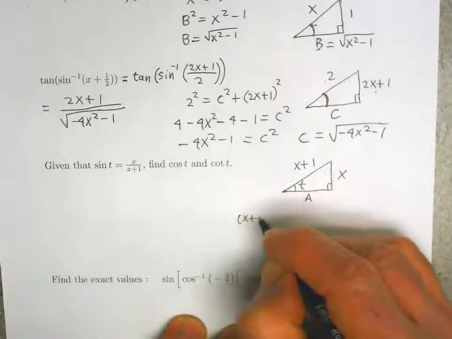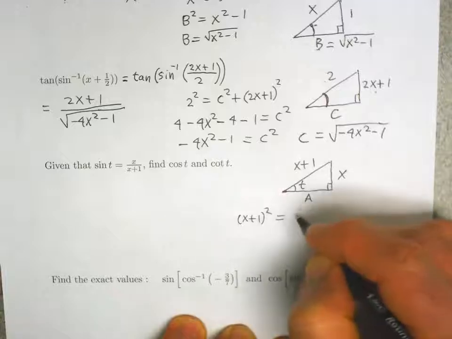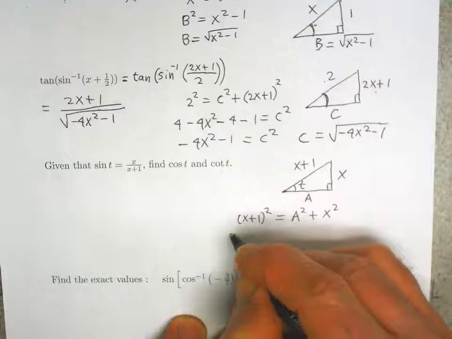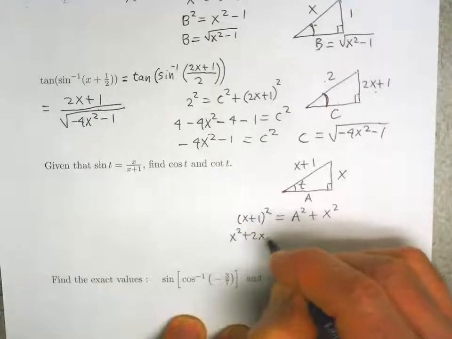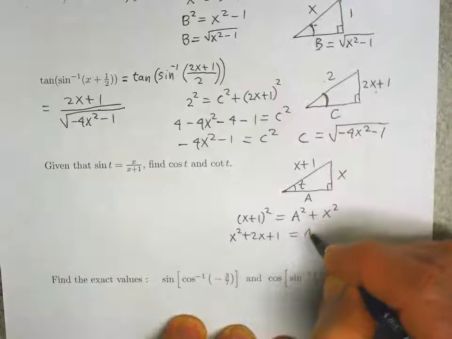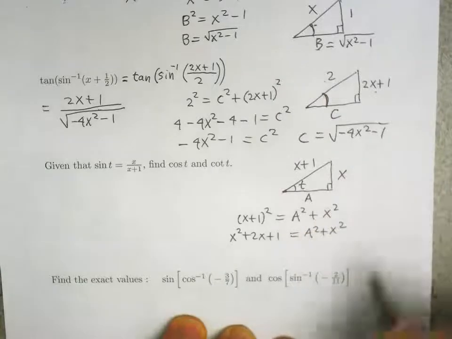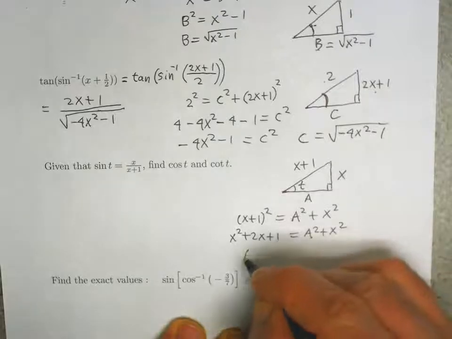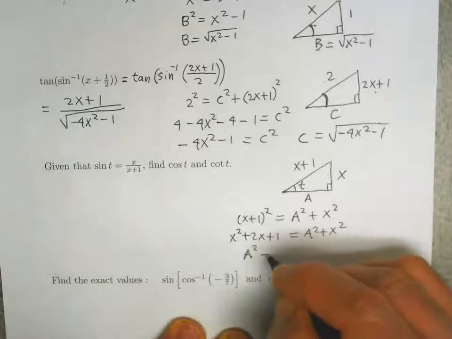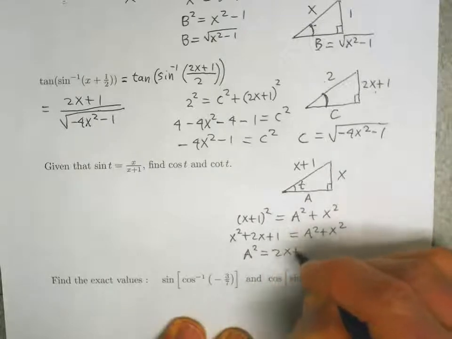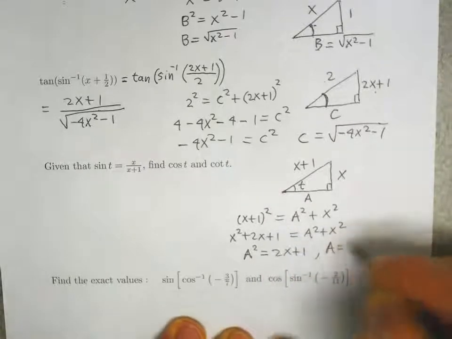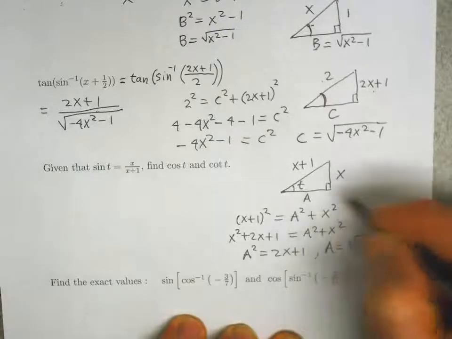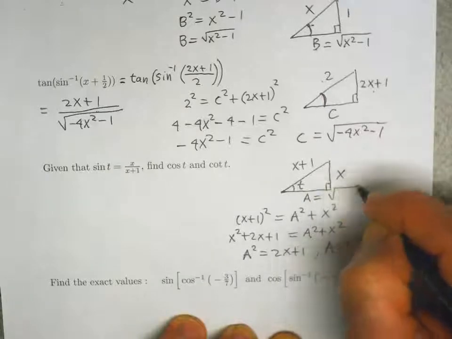When we square x plus 1, we get a squared plus x squared. So the left-hand side is x squared plus 2x plus 1 equals a squared plus x squared. And when you subtract x squared from both sides, I'll write a squared on the left. A squared equals 2x plus 1. And so a is the square root of 2x plus 1. That's the adjacent side, square root of 2x plus 1.